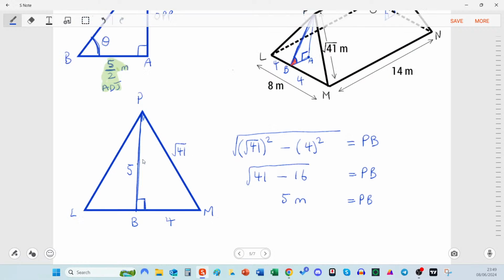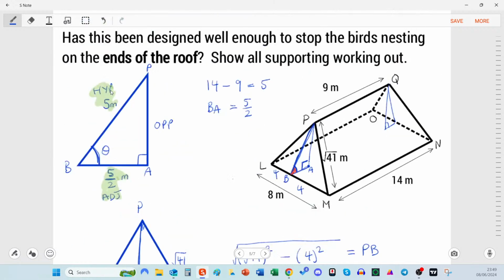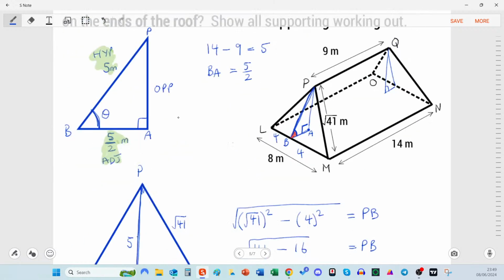Typically I would like more space than this, but let's try and squeeze it in. Cosine of our unknown is equal to the opposite, sorry, the adjacent, which is 5 over 2. Put it in a bracket because it's a fraction going into a fraction, so I'm going to keep it as a thing, like this. So this is the calculation: 5 over 2 divided by 5.